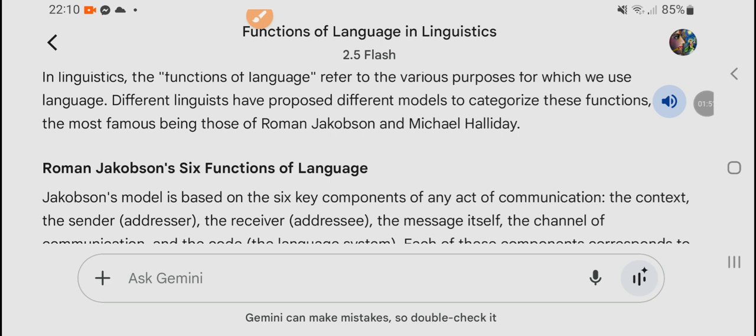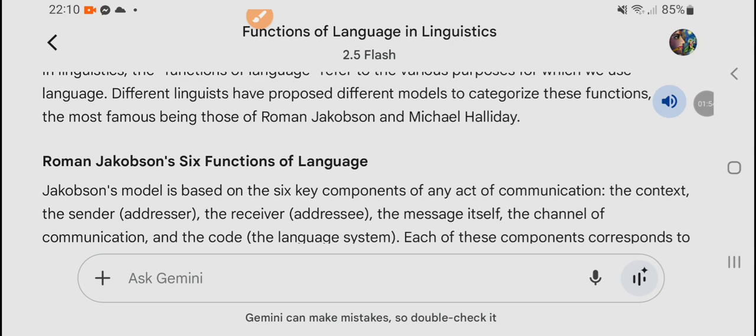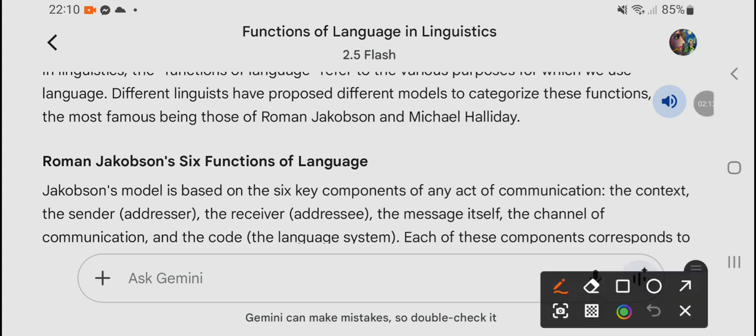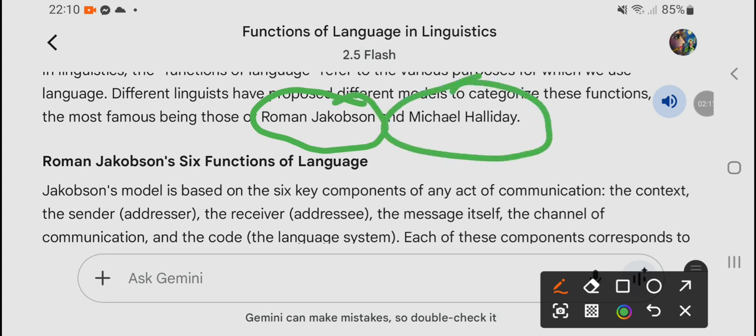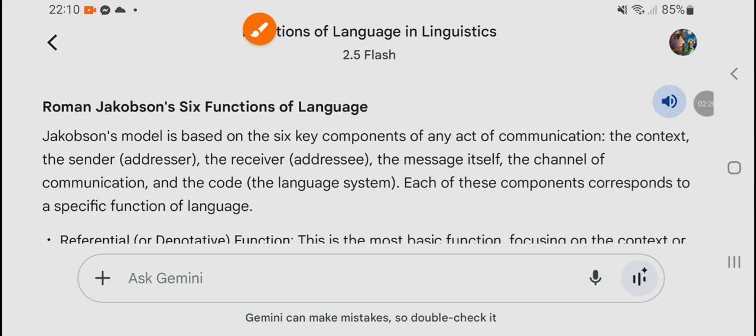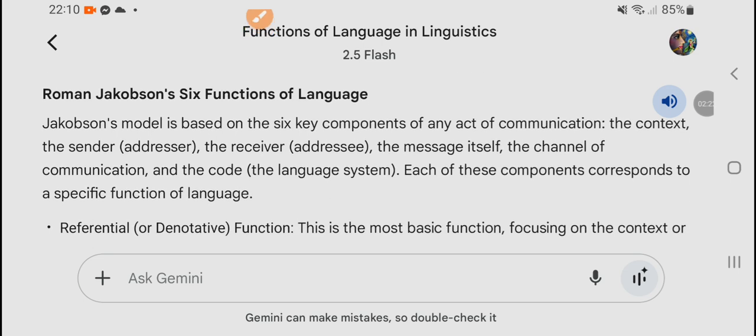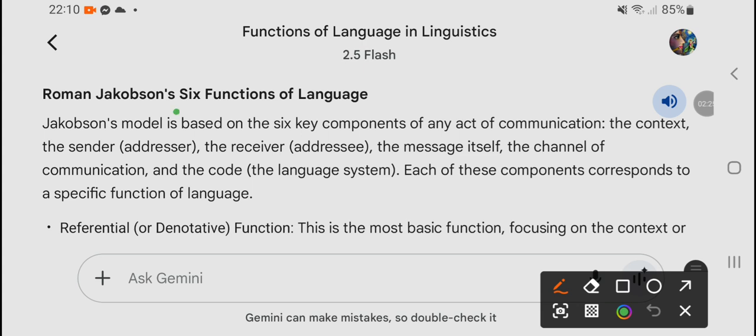With this mindset, understand that different linguists have proposed different methods and models to categorize these functions, the most famous being those of Roman Jakobson and Michael Halliday. Please remember both the names, Roman Jakobson and Michael Halliday. First of all, we are going to see the opinion of Roman Jakobson. According to him, there are six functions of language.